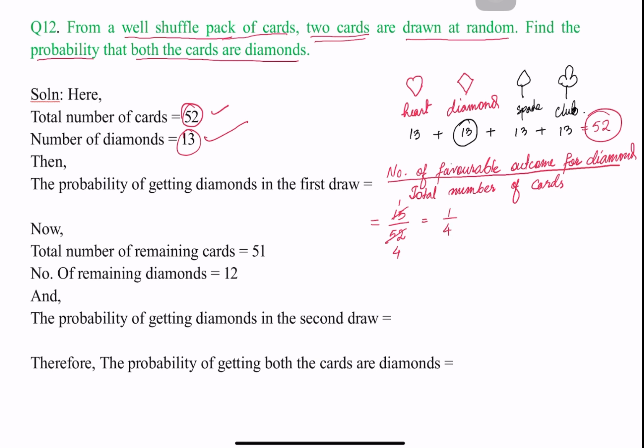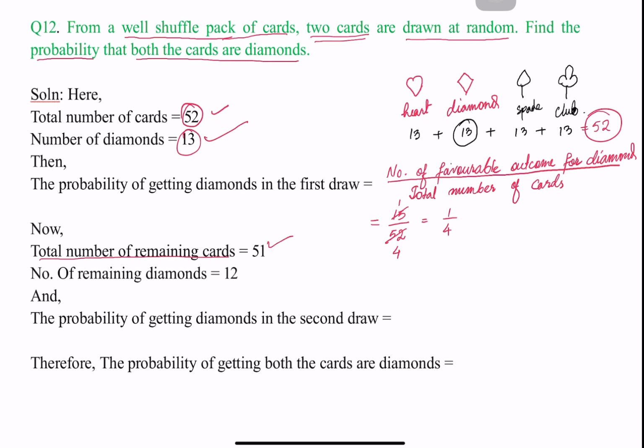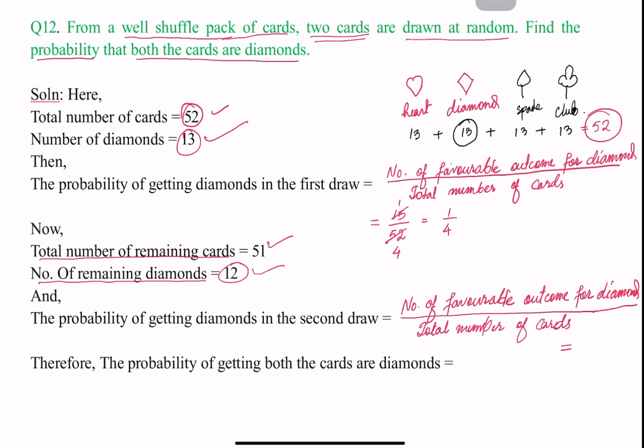Now after we have taken out one diamond in the first draw, the total number of remaining cards is only 51. How about the diamonds? We have taken one diamond out, so the number of remaining diamonds is only 12. From this, let us find out the probability of getting a diamond in the second draw. Again, number of favorable outcomes for diamond divided by total number of cards. The number of favorable outcomes for diamond after the first draw is only 12. So 12 by 51 is the answer.